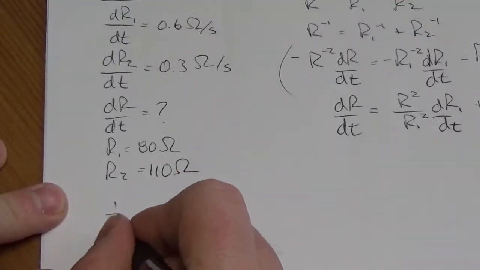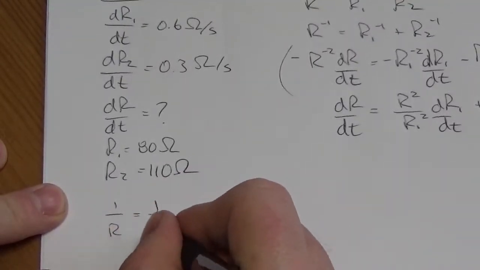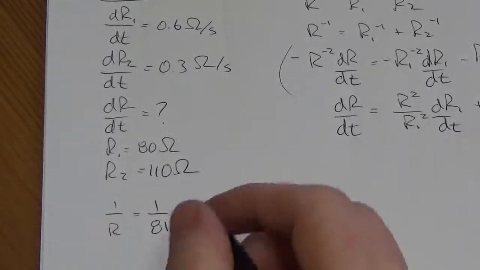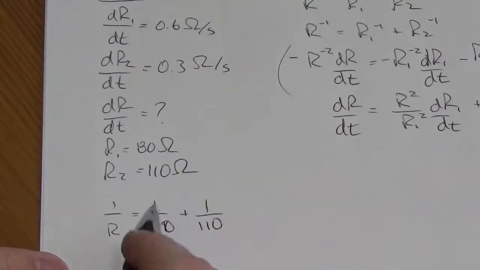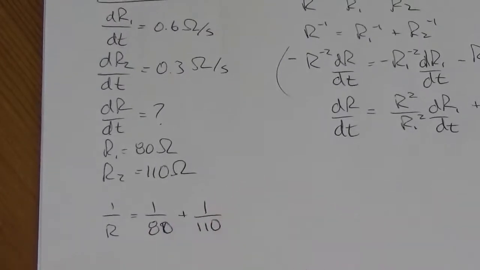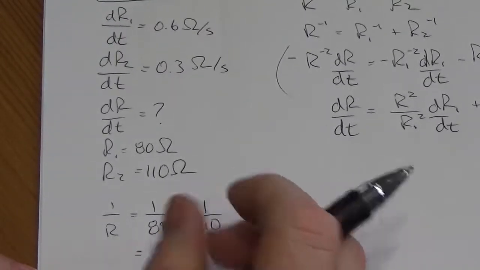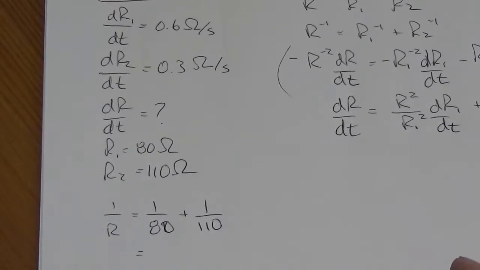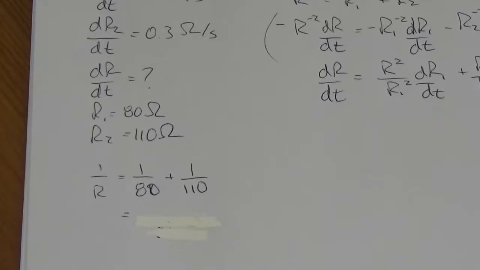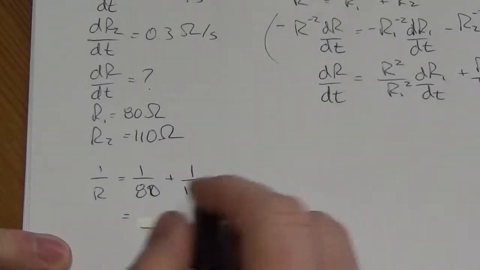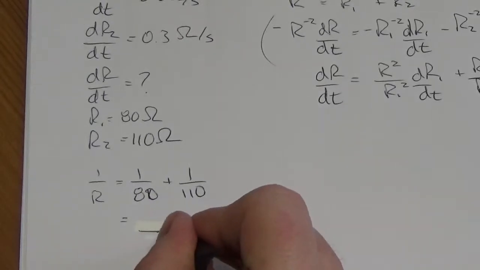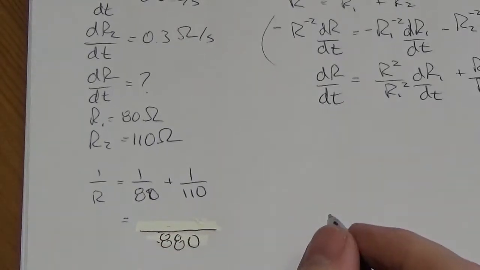So we know that 1 over R is going to equal 1 over R1, 80, plus 1 over 110. Okay, 1 over 80 plus 1 over 110. Now, I probably should just combine those together. So the common denominator between 80 and 110 here, I think just 880, probably the easiest thing to do there.